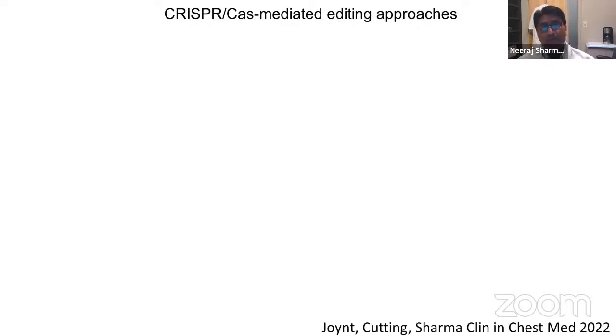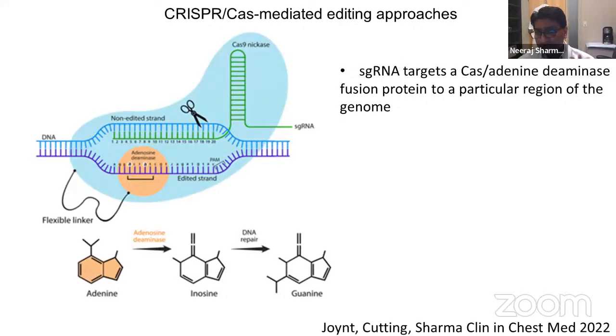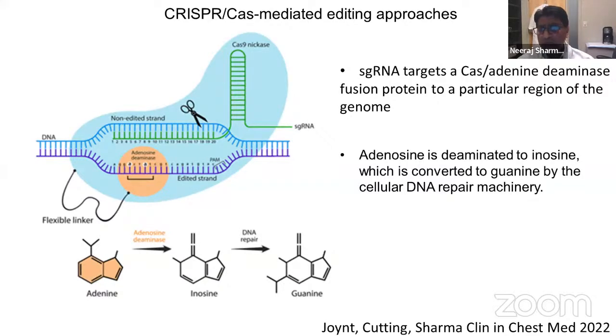And as you know, there are gene editing approaches as well that are coming up, and I have tried one of the editing approaches. What I'm showing you is one of those types, adenine deaminase based gene editing. What it does is that you use a single guide RNA that targets a Cas adenine deaminase fusion protein to a particular region of the genome. Adenosine is deaminated to inosine, which is converted to guanine by cellular DNA repair machinery.